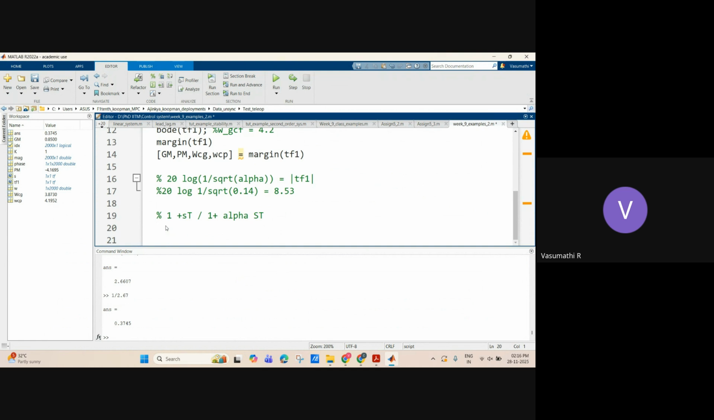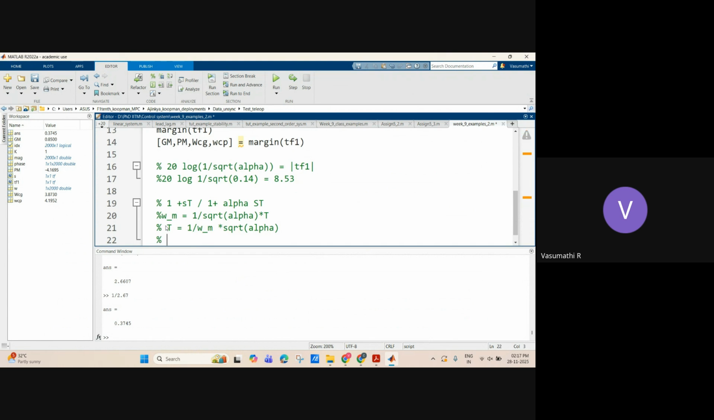So the formula will be omega m, or I will just say wm, short for omega m, equal to 1 by T root of alpha. Only root will come for alpha, or both alpha and T? Only alpha, right? Yes, ma'am. Only alpha it will come. Then the T can be found using 1 divided by omega m into sqrt of alpha. All the values we know here.